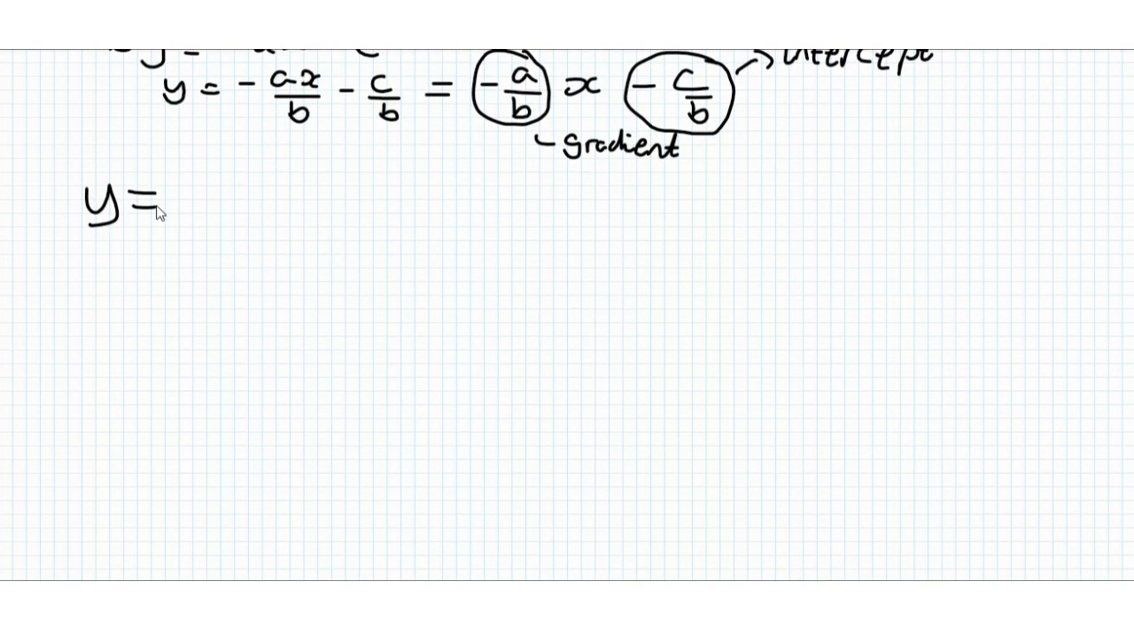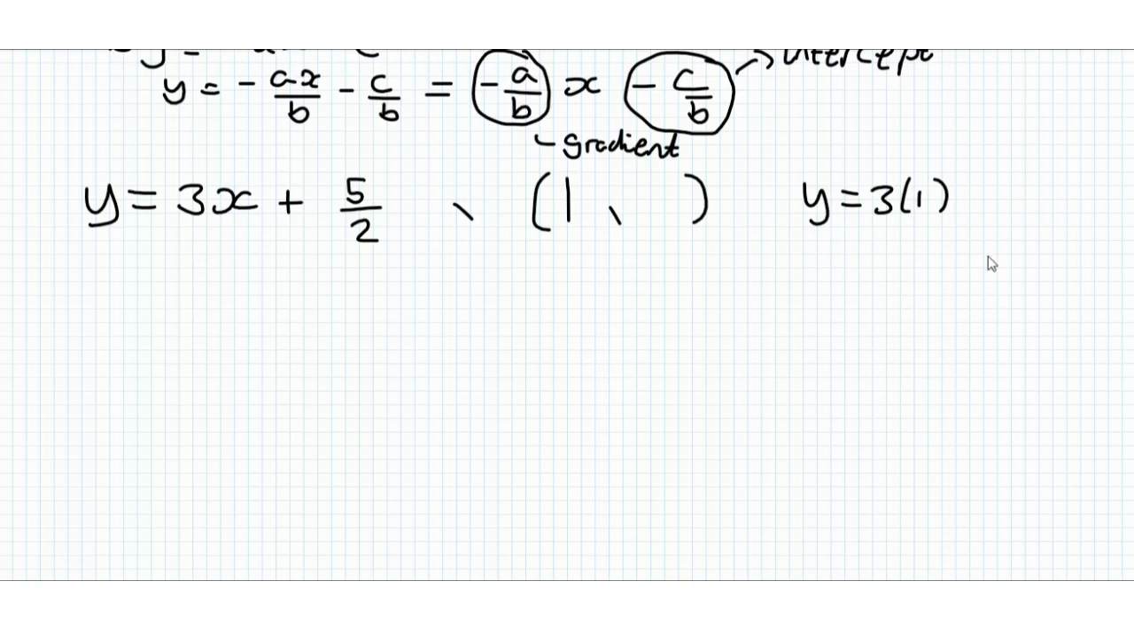So let's say y is equal to 3x plus 5 over 2, and we know that this passes through the point x equals 1, and then we can calculate the y, so we know y is equal to 3 times 1 plus 5 over 2 is equal to 3 plus 5 over 2 is equal to 6 over 2 plus 5 over 2 is equal to 11 over 2. So it passes through this point.